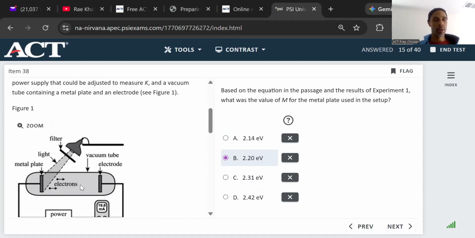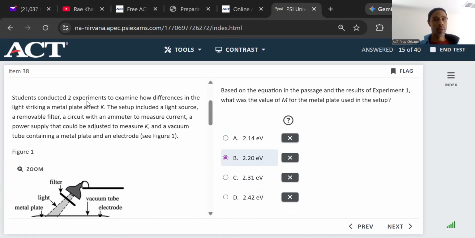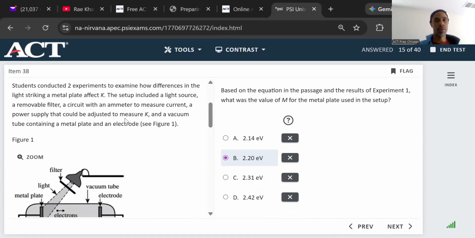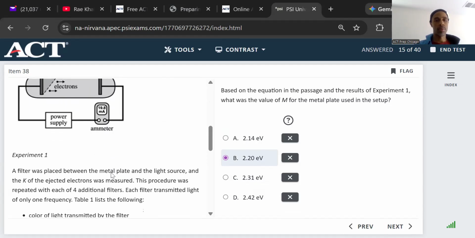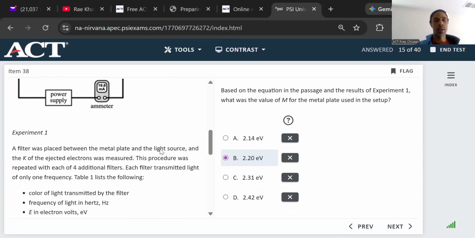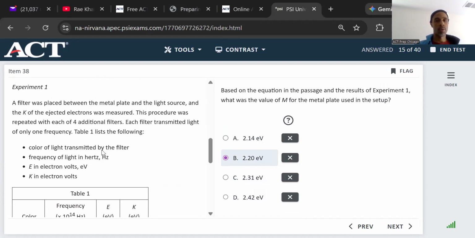So this was your setup here, right? I think students consider two experiments to examine how the difference in light strength and metal plate. The setup included a light source, a removable filter, a circuit with an ammeter that measured current, a power supply that could be adjusted to measure K, and a vacuum. And it measured the current here of this setup to be 19.8. The filter is placed between the metal plate and the light source. This is your filter between the metal plate and the light source. And the K of the ejected electrons is measured. This procedure is repeated with each of four additional filters.